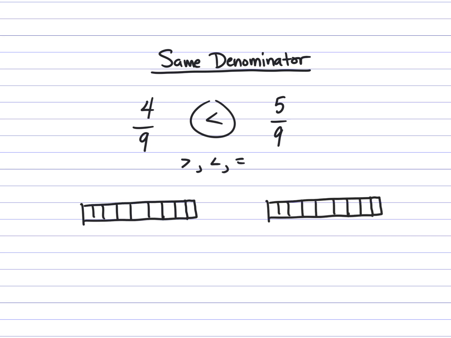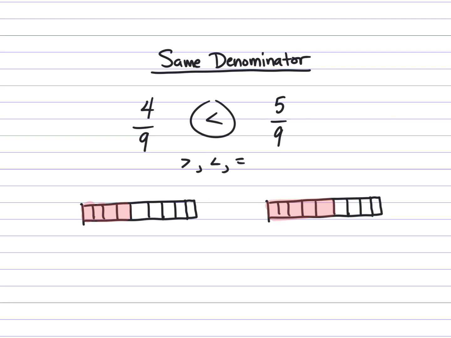So I have these two identical rectangles. You can see my lines aren't perfect here, but in the first rectangle, I'm going to shade in 4 of the blocks. And in the second rectangle, there are 9 empty spaces. I'm going to fill in 5. Well, you can see clearly 5/9 is greater than 4/9.